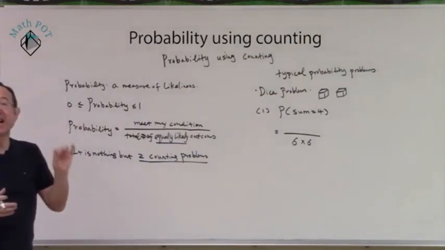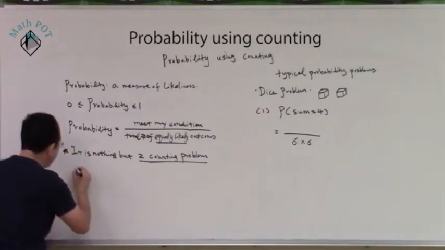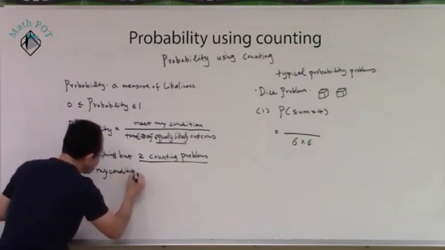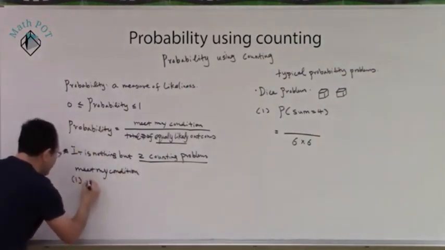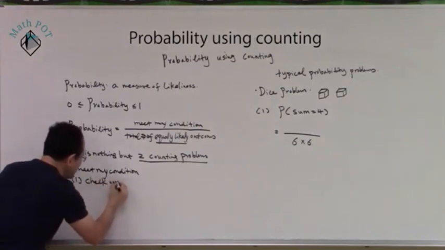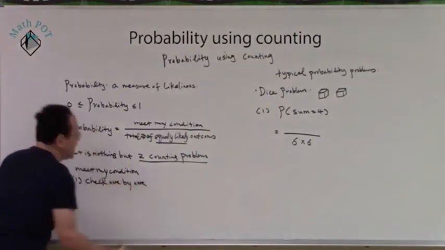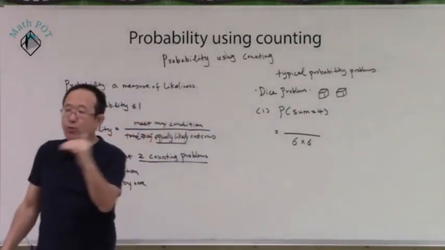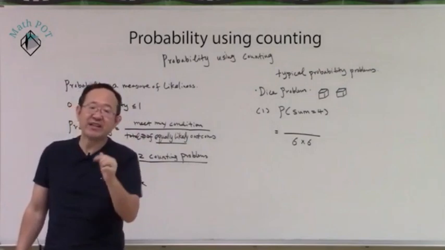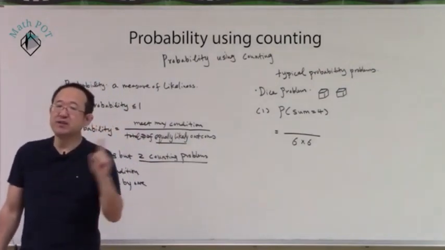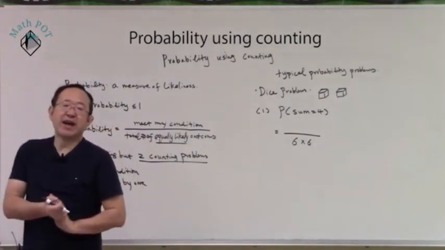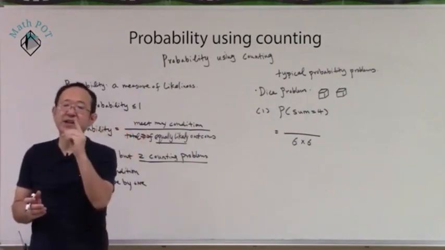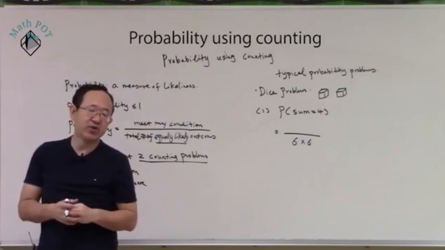For this type of problem, let's put down a few very common ways to figure out the outcomes that meet my condition. The first one is that you can check one by one. For example, here we have a total of 36 outcomes. You can check them one by one and see whether each meets the condition or not. If it meets the condition, that is one answer. Continue checking everything, and all together that gives us the number of outcomes meeting the condition. That is our first very common idea for this type of problem.